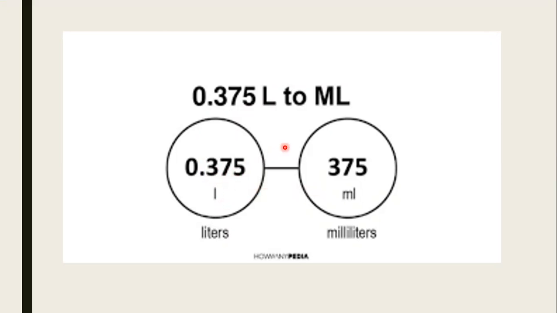Okay, how do we convert this number into ml? We have to do the multiplication. Multiplication by which number? Yes, 1000. We have to multiply with 1000. So 0.375 multiplied by 1000, we get the answer 375. The first one is in liters, and now the second one is in milliliters.